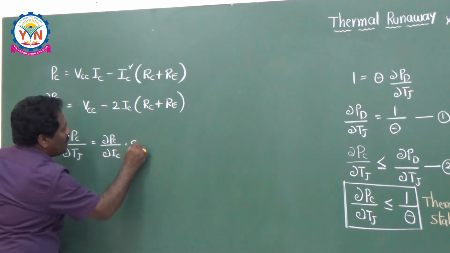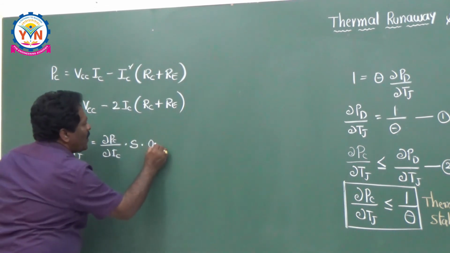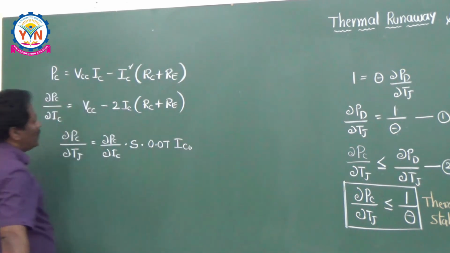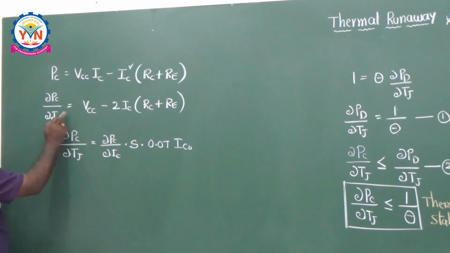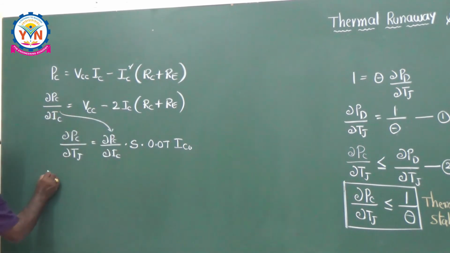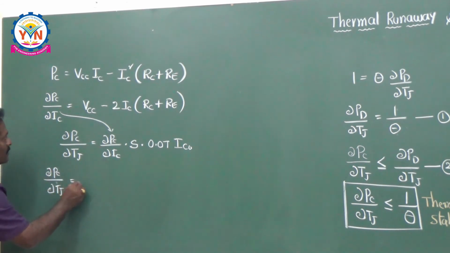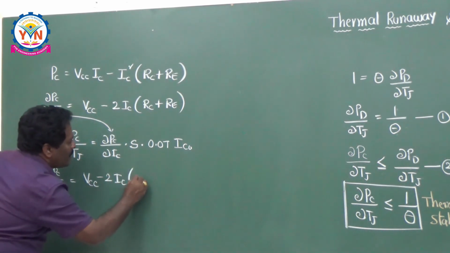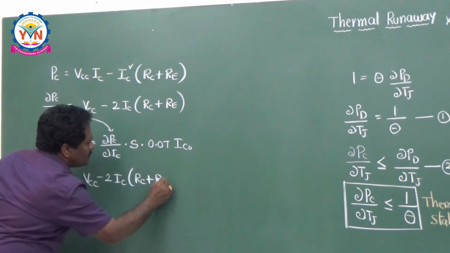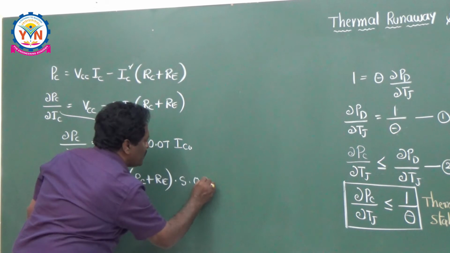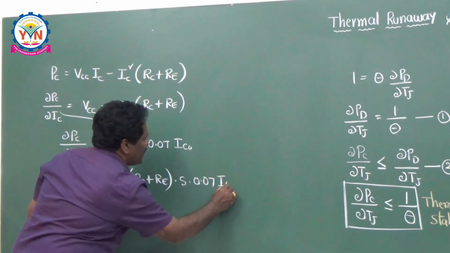into the stability factor into 0.07 IC naught. So in the place of this dou PC by dou IC, just substitute here. Therefore, dou PC by dou TC is equal to VCC minus 2 IC into (RC plus RE), multiplied with the stability factor, multiplied with 0.07 IC naught.